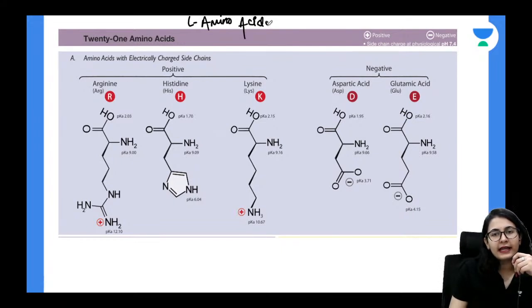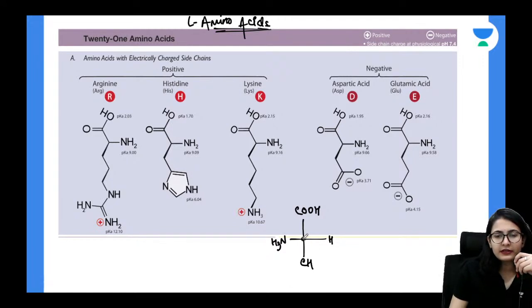How do we draw the L amino acid, and which amino acid are we talking about? We are talking about alpha amino acid. Let's say, for example, on the same carbon you are going to have the COOH group and the amine group on the same carbon.